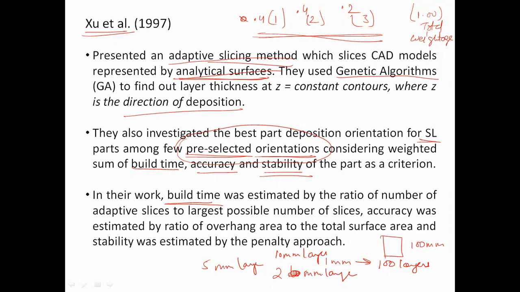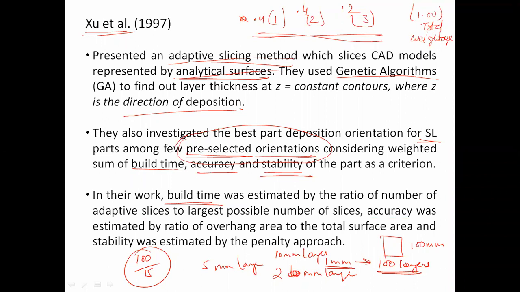So now if you consider this concept with a total number of 100 layers, that is the largest possible number of layers, because your minimum resolution was, let us assume 1 mm, so you could put 100 layers. So the build time is considered as a ratio of the number of adaptive slices that you can put to the largest number of layers. So 100 layers were the maximum possible. And how many adaptive slice layers could you put? Let us assume you could put 15. So that is the ratio of build time.